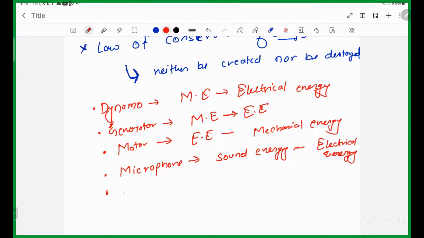Another one is loudspeakers. What do they do? They convert electrical energy into sound energy.